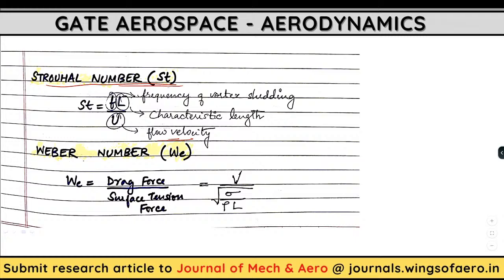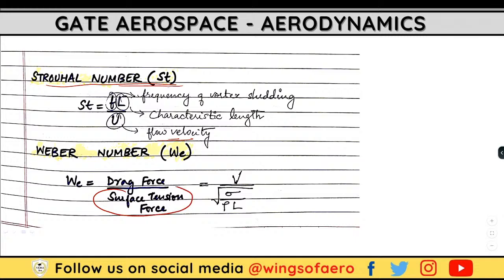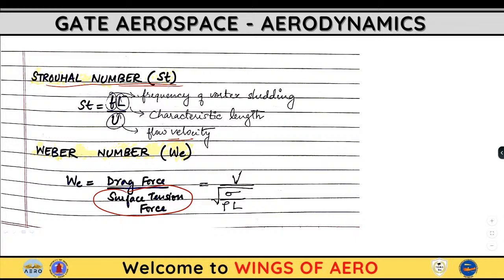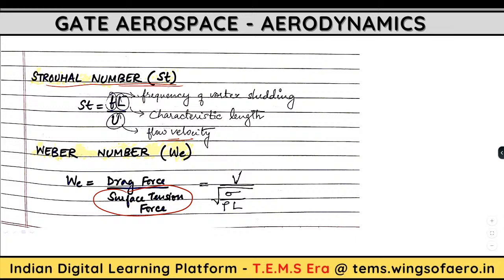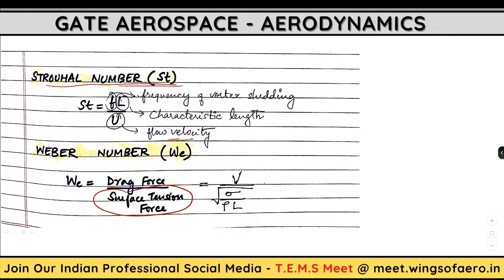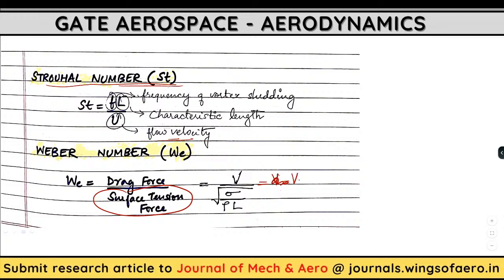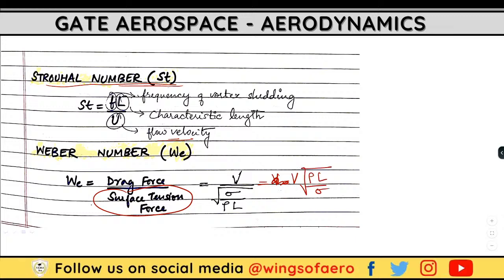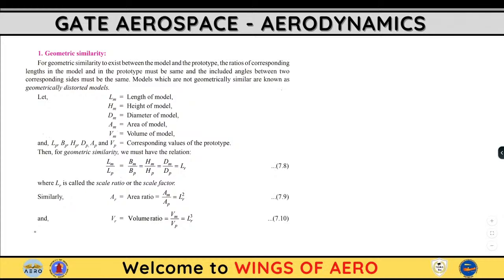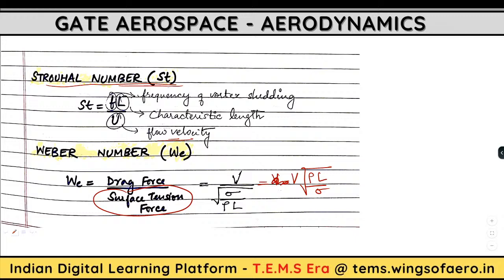Now the Weber number depends on the surface tension. It's a ratio between the drag force and the surface tension force, and can be represented as V by root over sigma by rho L. It can also be written as rho V squared L by sigma. Now we will have another three types of similitude. Before going to similitude, I request all of you to please go through these numbers.